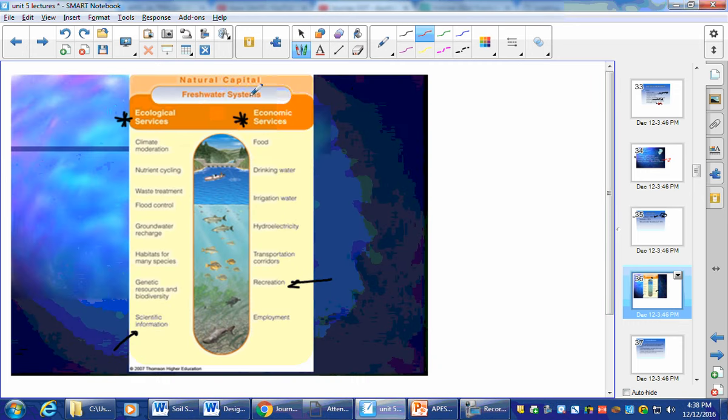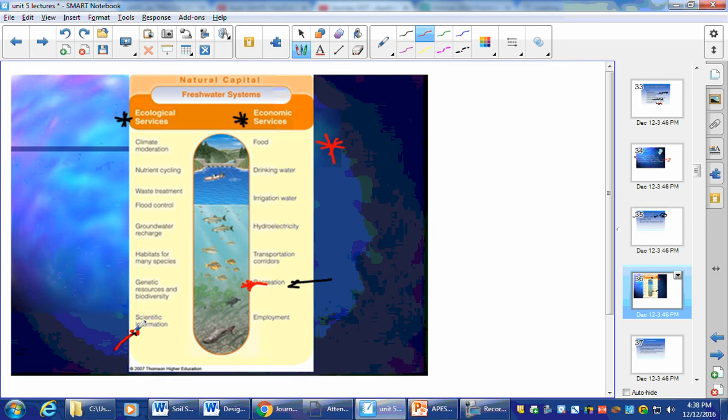Okay, here's some natural capital. You definitely need to know this slide because it talks about ecosystem resources, naturally occurring water. Recreation is one that a lot of people don't think about. The water is pretty, so I want to save nature. It has good effects because I like pretty water. It's awesome.